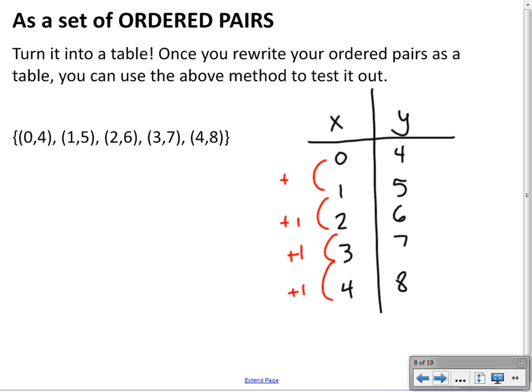Okay, so we have a constant change of plus 1 in our x values, and we actually have the same constant change in our y values here. So this would be an example of a linear function.